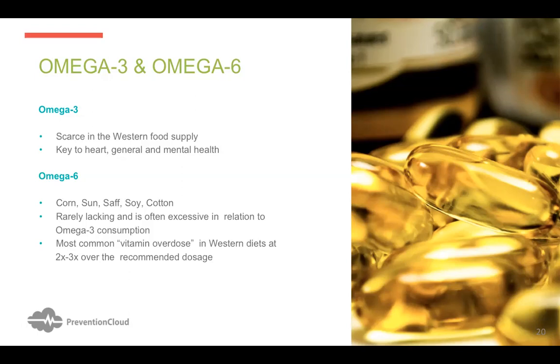And then omega-6, this is corn, safflower, soy, and cotton. So rarely lacking, and it's often in excess in relation to omega-3 consumption. And it's the most common vitamin overdose in Western diets over the recommended dosage. I personally think that's because of how much corn we have and things, but you can always do your research on that as well. But just think you want more omega-3s rather than omega-6s.